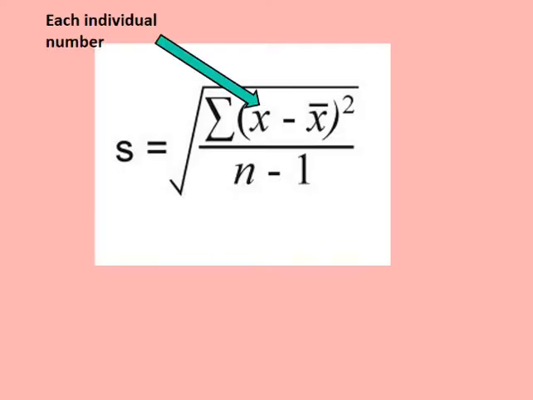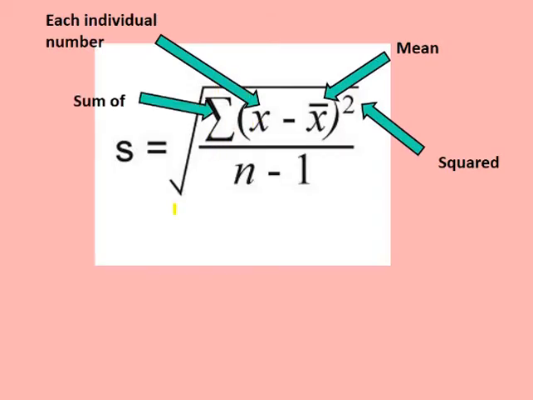So we start with this x. This x is each individual number in a data set. We then have an x with a dash on top, and that is always the mean. There's the little 2 there, that's your squared. You'll recognize that easily. This symbol you might not have seen before, that's sum of. So the sum of each individual number minus its mean, squared, is the top of the equation.